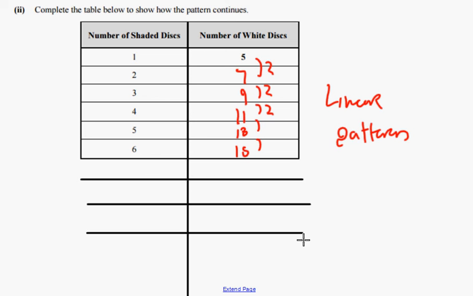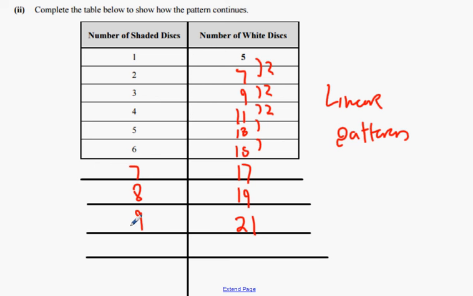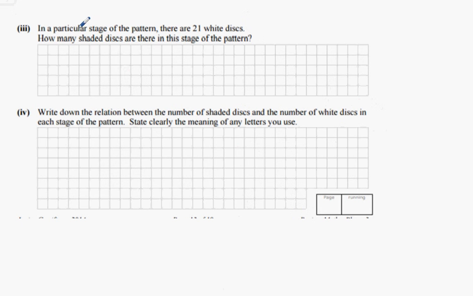Can we keep counting? 17, 19, 21. How many shaded discs will we have then? 9. That's handy, isn't it? So 9 shaded discs. Okay, what's the next question?